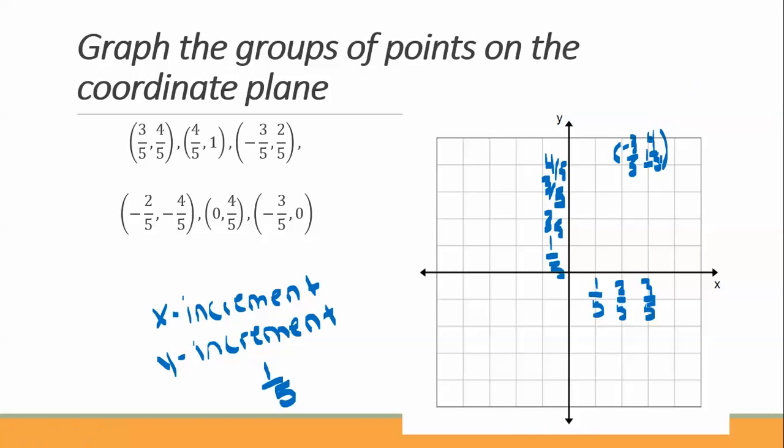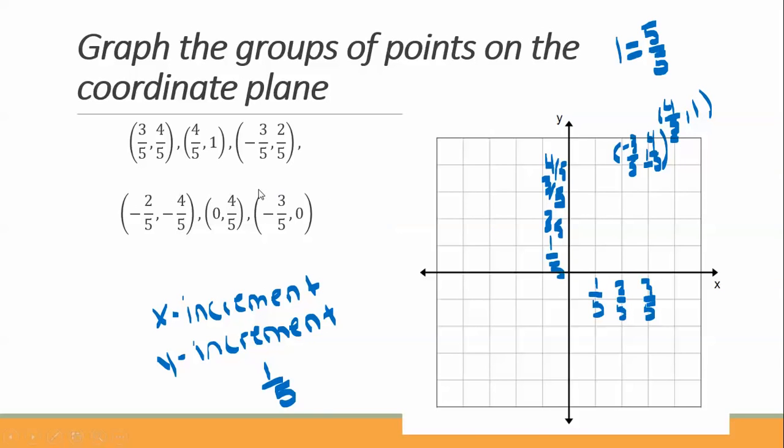Four-fifths and 1 is equal to 5/5. So 4/5 and 1, we have 4/5, 3/5, 4/5, 1, 2, 3, 4, 5. That's 5/5. So that point is 4/5 and 1.